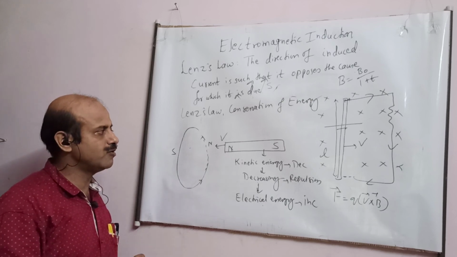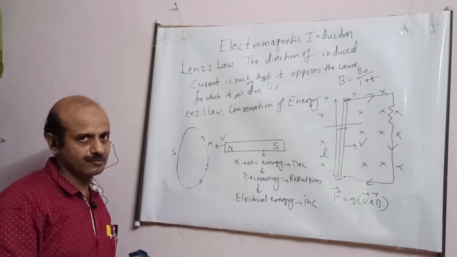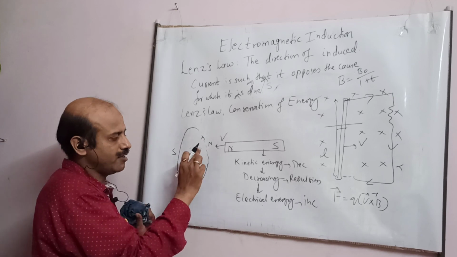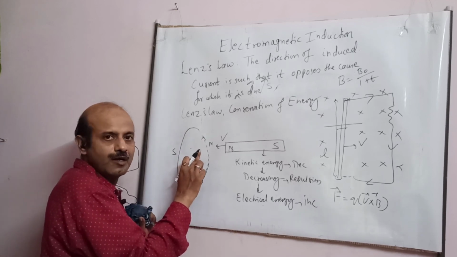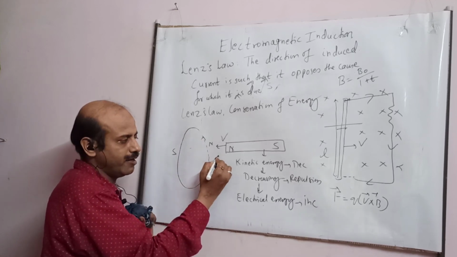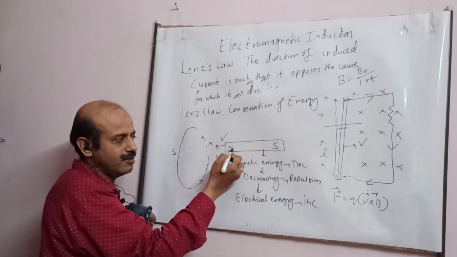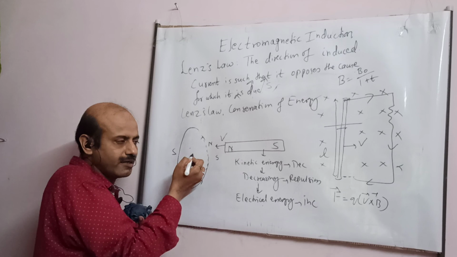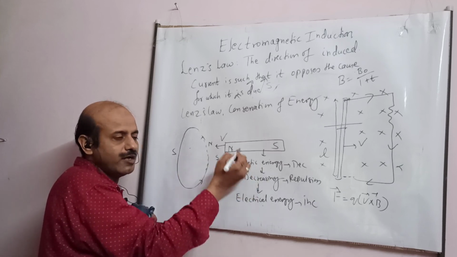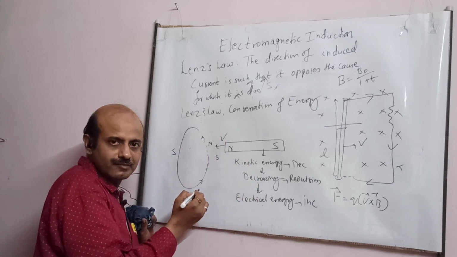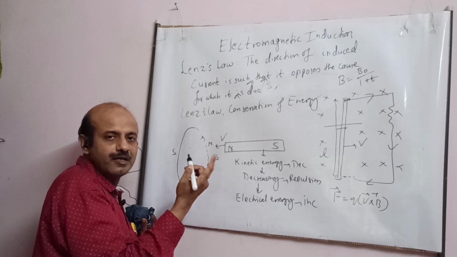Suppose the opposite case would have happened. Suppose the current is in the opposite direction, then what will happen, student? Here a south pole will be created. Then as the kinetic energy increases, this will attract it. So the kinetic energy will go on increasing. But we have not supplied any energy from the outside.